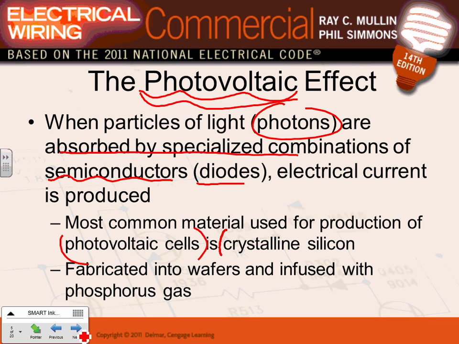Here's the material that they make these photovoltaic cells out of. They have special semiconductor materials. Then what they do is they put them in wafers and infuse them with phosphorus gases. So this is the whole production, guys. Long story short, semiconductors: you hit the light, hit the semiconductors, convert it into DC current and DC voltages.